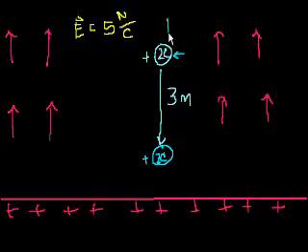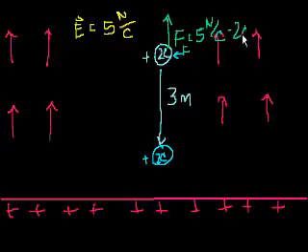The force of the field acting on it, so let's see, the field force is going to be equal to 5 newtons per coulomb times 2 coulombs, which is equal to 10 newtons. And we know it's going to be upward because this is a positive charge, and this is a positively charged infinite plate. So we know this upward force of 10 newtons.